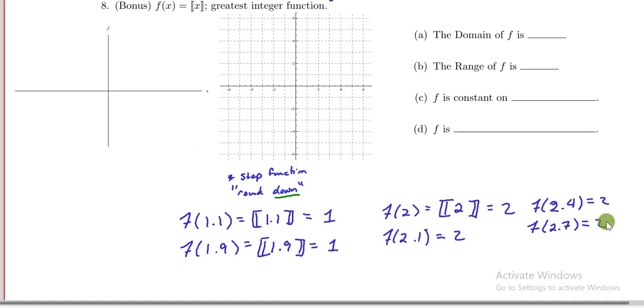So interestingly enough, if we were to go plot some points on here, for example, when we plugged in 1.1, we got out 1. And we plugged in 1.9, we got out 1. And when we plugged in 2, we got out 2. And when we plugged in 2.1, we got out 2. And when we plugged in 2.4 and 2.7, we have all of these points here. But notice there's going to be an open dot here, because if I plug in 3, the graph is going to immediately jump up to the number 3. And so sometimes this graph is called the step function, and you can see that by the shape of its graph.